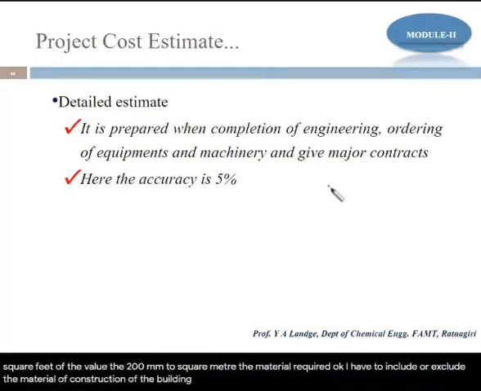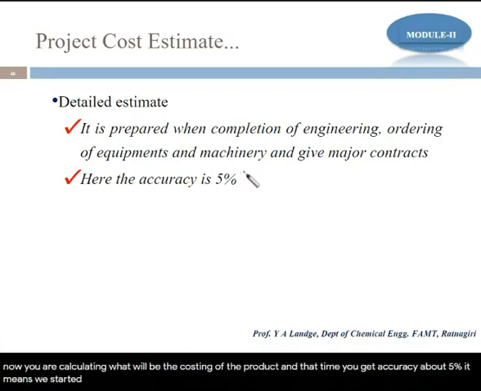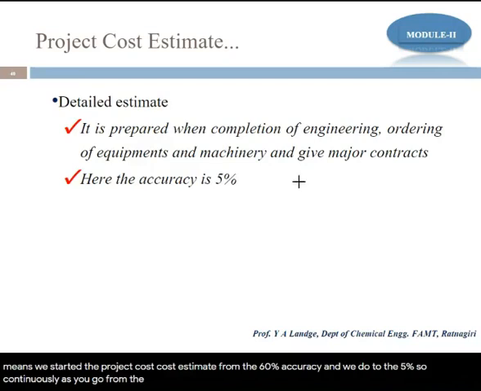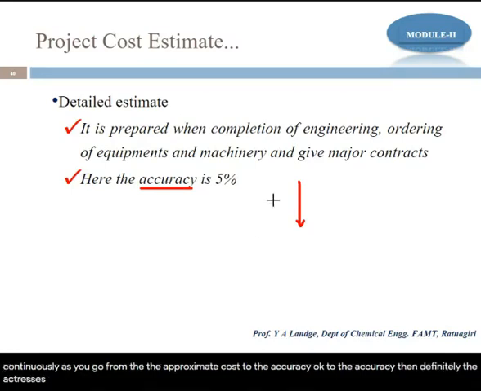So you give the major contracts to the contractor, and now you are calculating what will be the costing of the project, and at that time you get an accuracy of about 5%. It means we started the project cost estimate from 60% accuracy, and we move to 5% accuracy. So continuously, as you go from the approximate cost to the accuracy, then definitely the accuracy increases.